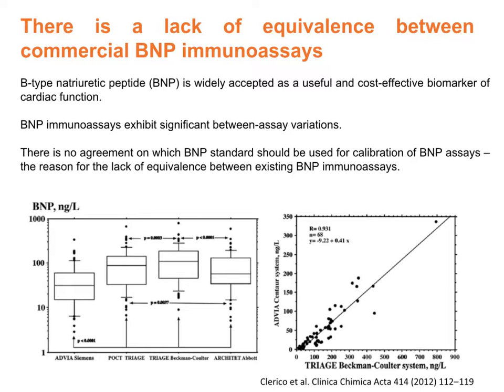B-type natriuretic peptide is widely accepted as a useful and cost-effective biomarker of cardiac function. Recent clinical studies suggest that absolute plasma BNP concentrations measured by various immunoassays differ substantially. This complicates interpretation of results and renders the cutoff concentration method dependent. One of the reasons for the lack of equivalence between existing BNP immunoassays is the absence of a common calibrator.